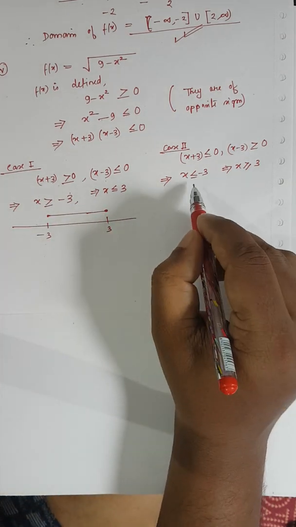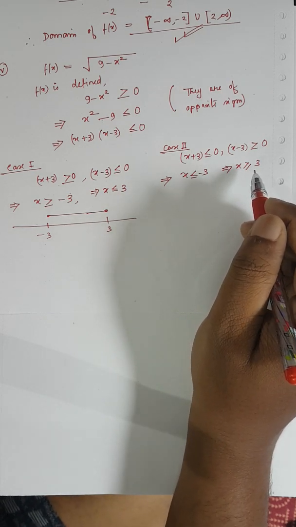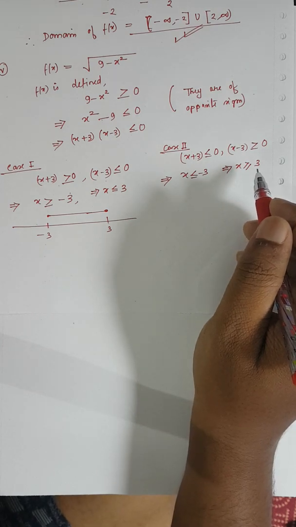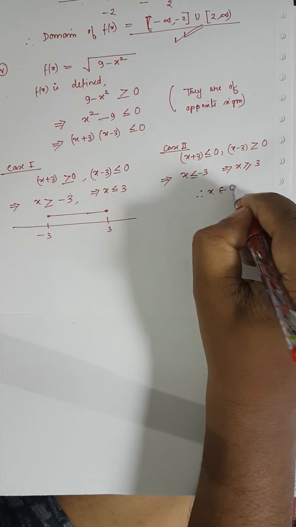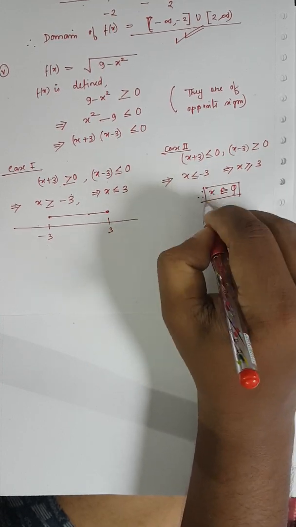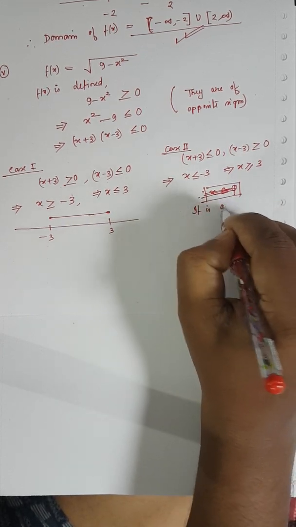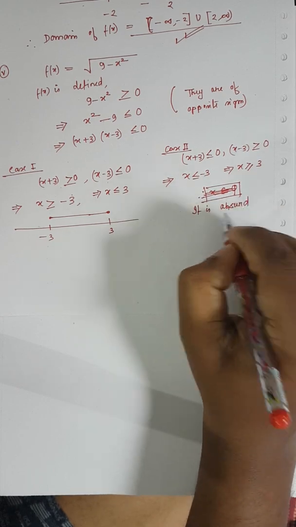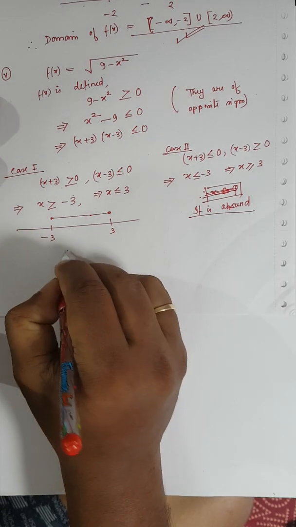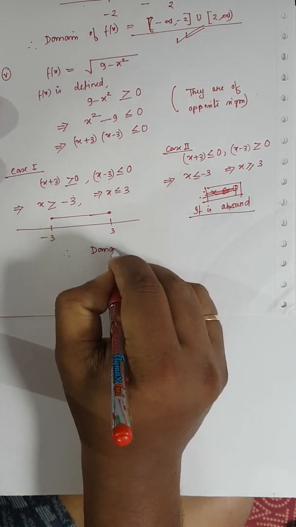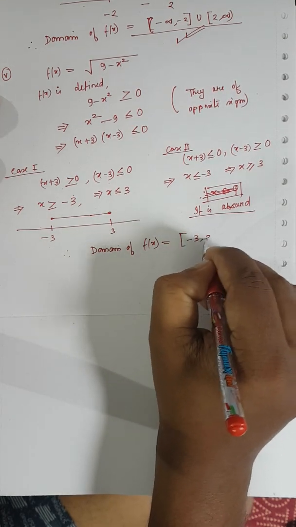And for this, x is less than minus 3 and x is greater than plus 3, which is absurd. A number cannot be less than minus 3 and greater than 3 at the same time. So you can say x belongs to phi. No such element exists. So it is absurd. You cannot find such x which is less than minus 3 and greater than 3 at the same time. So the domain of f of x will be minus 3 to plus 3.